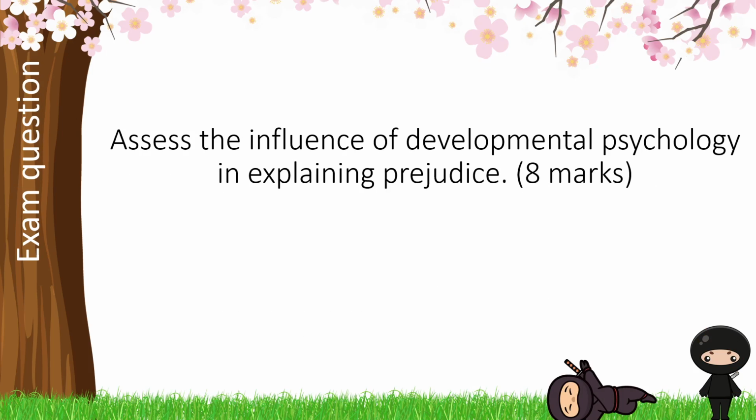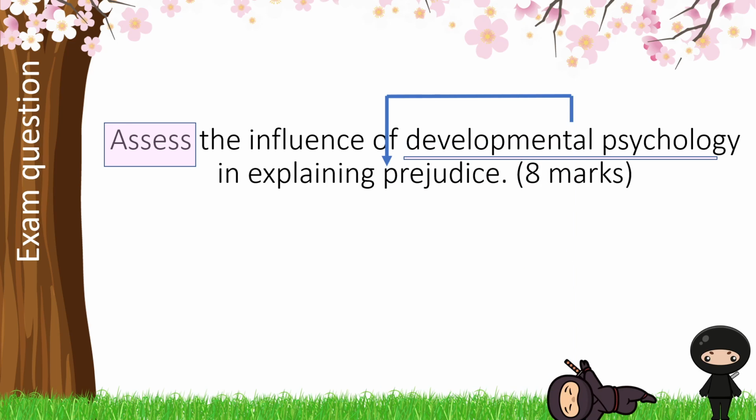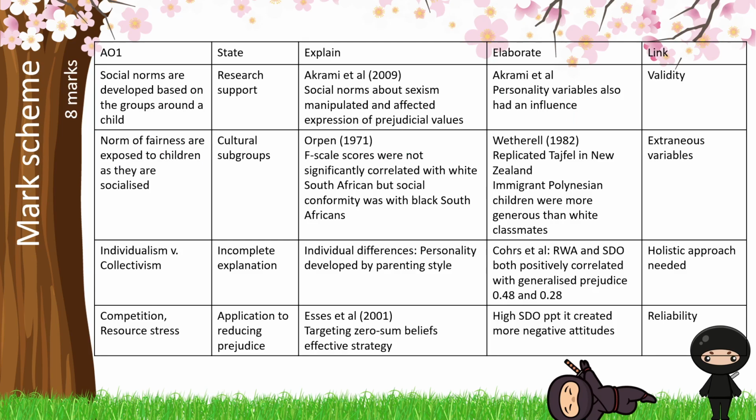Assess the influence of developmental psychology in explaining prejudice. Here is our command word assess, and here we need to explain and evaluate. When we're talking about developmental psychology, what we're saying is anything that might change over time, or that as we bring up children might have an impact on their behaviour. We're also talking about how childhood and these processes have a lasting impact in terms of adulthood. And we're explaining this in relation to prejudice. We're basically talking about our different factors affecting prejudice.